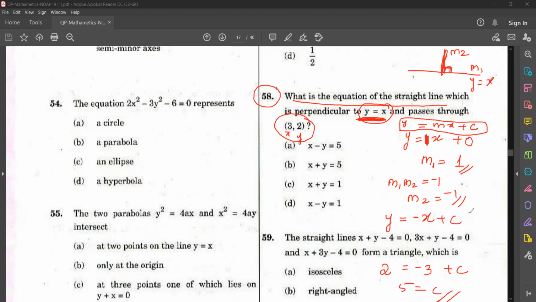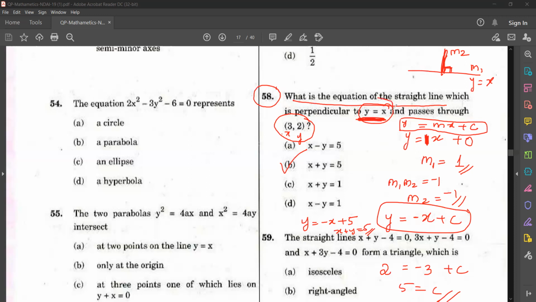Then I can write this equation as y equal to minus x plus 5. That is x plus y is equal to 5. Option B is the correct answer. So this is a direct question.